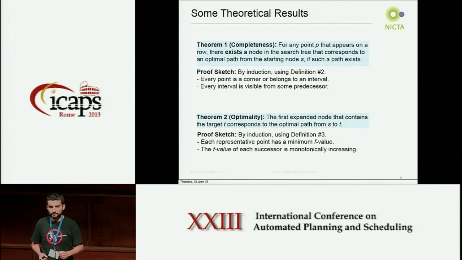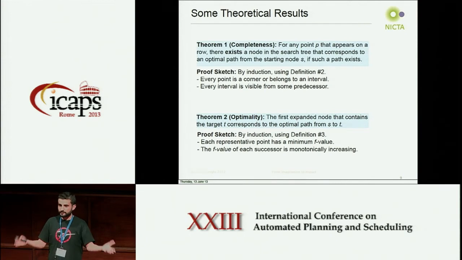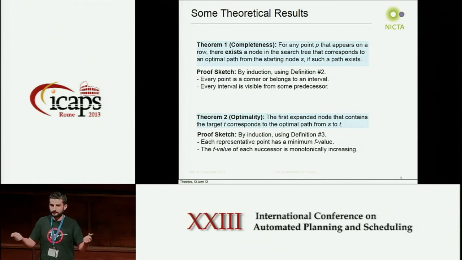So, a couple of theoretical results. I won't really go through them. Please don't read them. The first one just talks about completeness. What it says is that if we expand exhaustively the entire search tree of all reachable points, we're guaranteed to have the optimal path in that search tree if the path exists. We prove this by induction, just basically using the fact that every point belongs to an interval and every interval is visible from some successor. The second result has to do with optimality, and it uses the previous definition. Basically what we show is that we always find the minimum F value point, and successors have F values that are monotonically increasing.